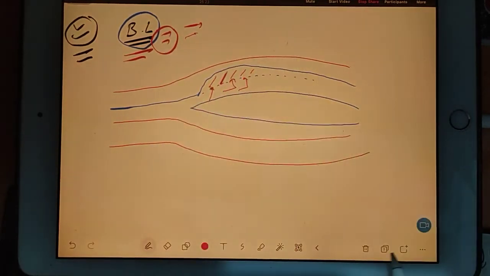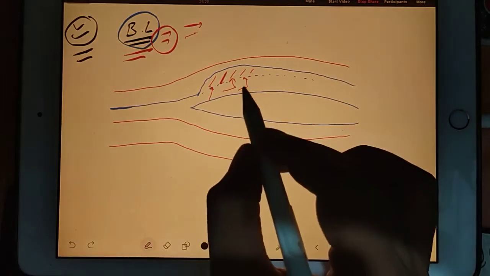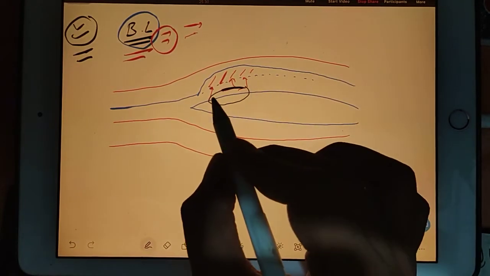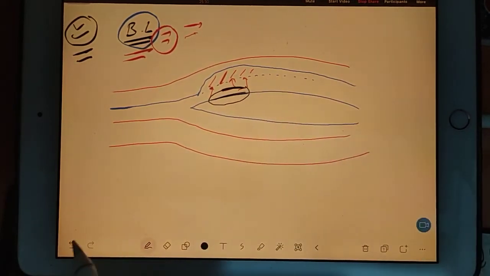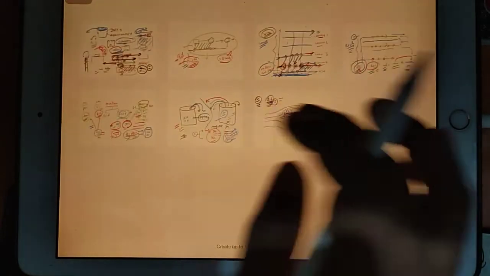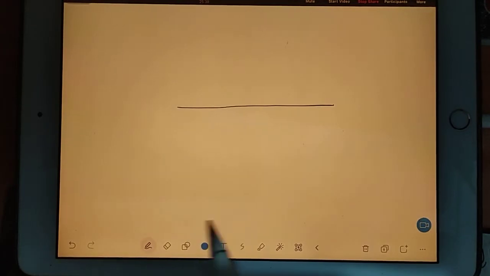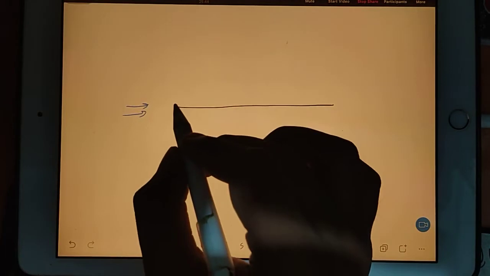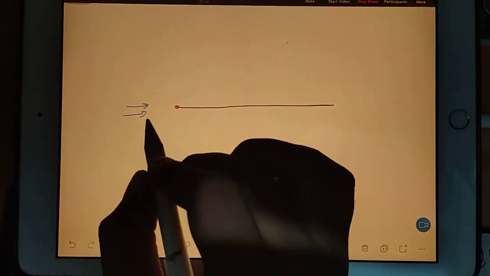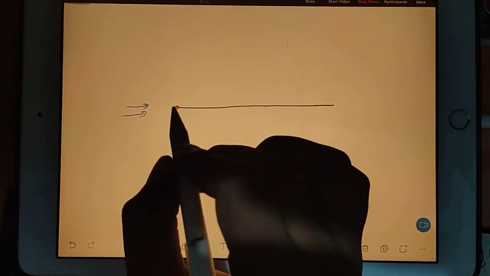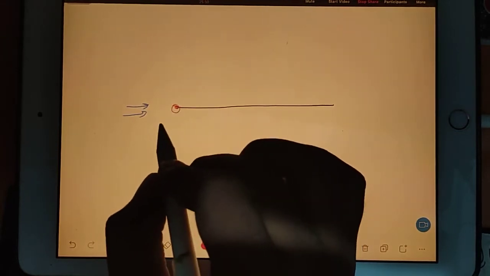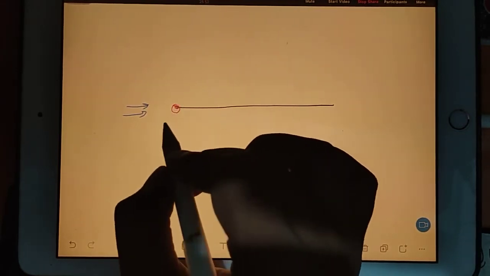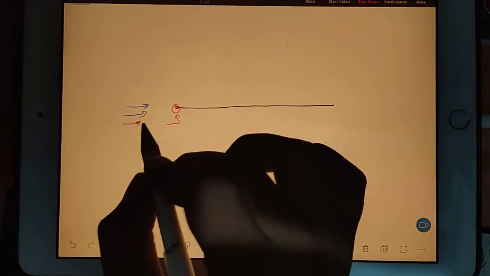For that purpose, just imagine this portion we are going to analyze. It is almost flat, so I am going to draw a flat plate. Actually, what happens? Whenever flow happens, when the flow hits the leading edge of any object, airfoil, plate or pipe, what is the leading edge? The first portion touched by the flow, that you will call the leading edge.